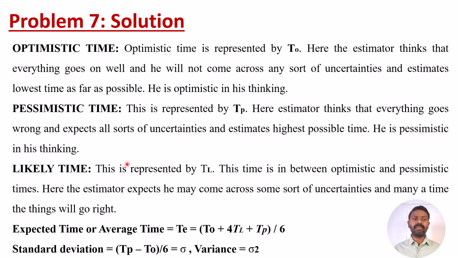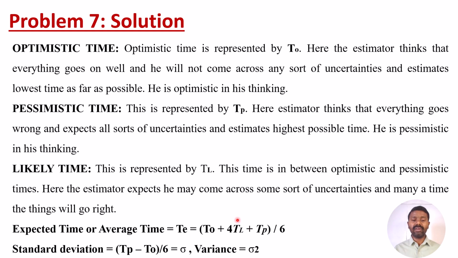We need to calculate based on the optimistic time, pessimistic time and likely time. So here the expected time or average time will be TE. Earlier they were giving the time duration to complete the activity, but here we need to consider TE equal to T naught plus 4 into TL plus TP, divided by 6. Why are we taking 4 times TL? Because this is the more likely time.